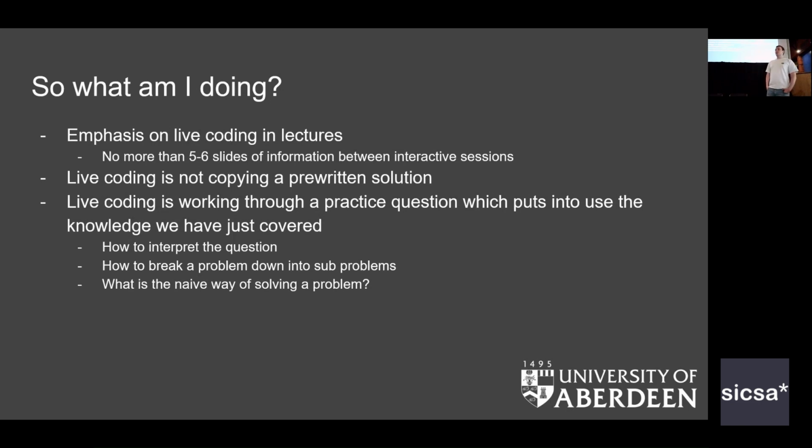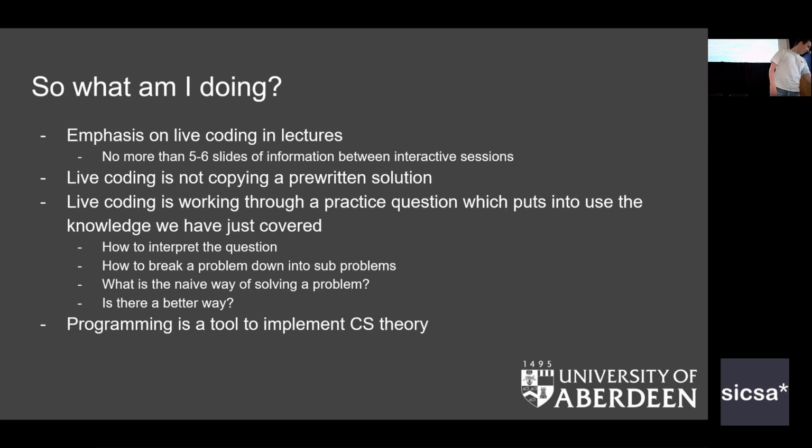What's the naive way of solving the problem? What is my first guess, which I know isn't correct, but I'm going to lead the class down on a tangent of let's program this, and then let's see what's wrong with it. So we're not only showing the optimal solution, we're thinking about how somebody that's a beginner would solve this, and what the foot guns are that they could run into. As I talked about, programming is a tool to implement CS theory. So we're implementing what we do in the courses.